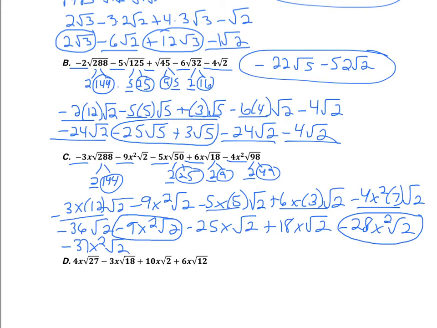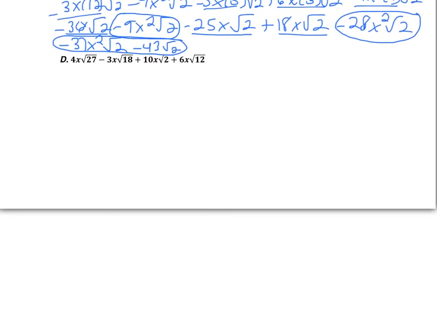And then we have, whoops, I forgot the x right here. That's 36x. So we have x root 2, x root 2, and x root 2. So negative 25 and 18 is negative 7. Negative 7 and negative 36 is negative 43 root 2. And that is our answer.